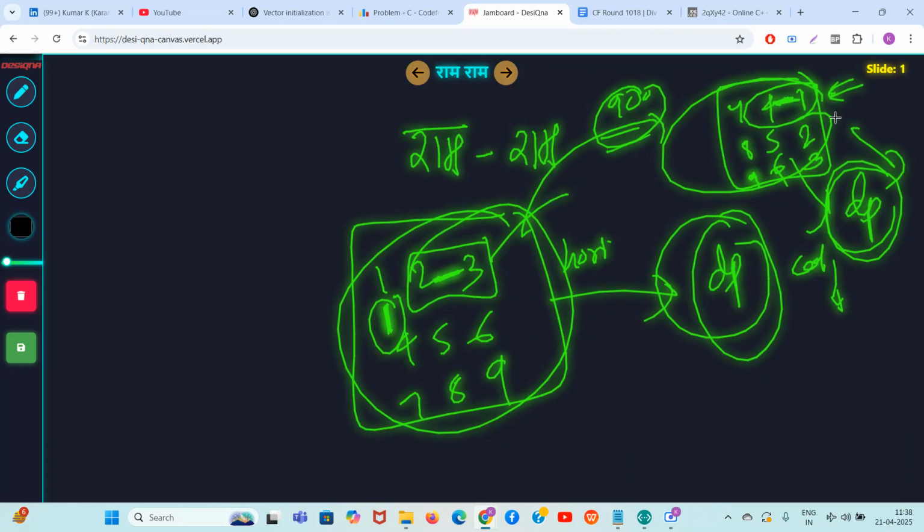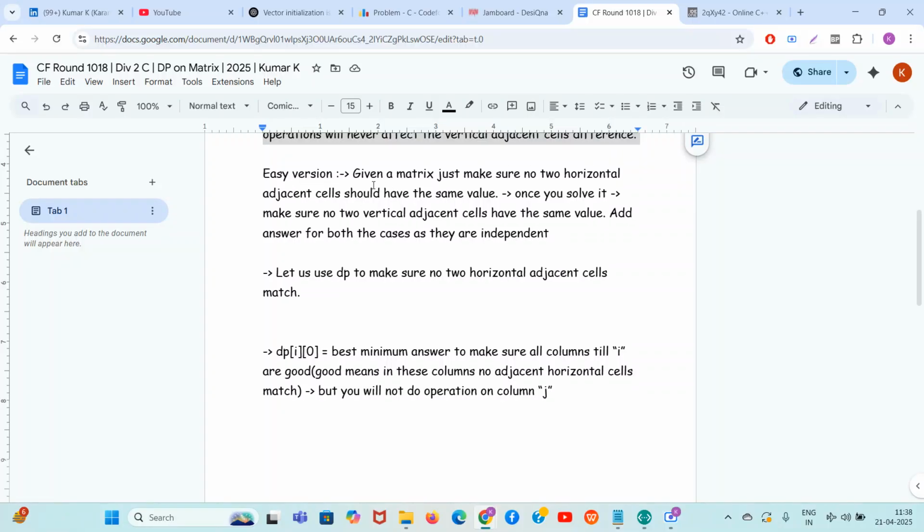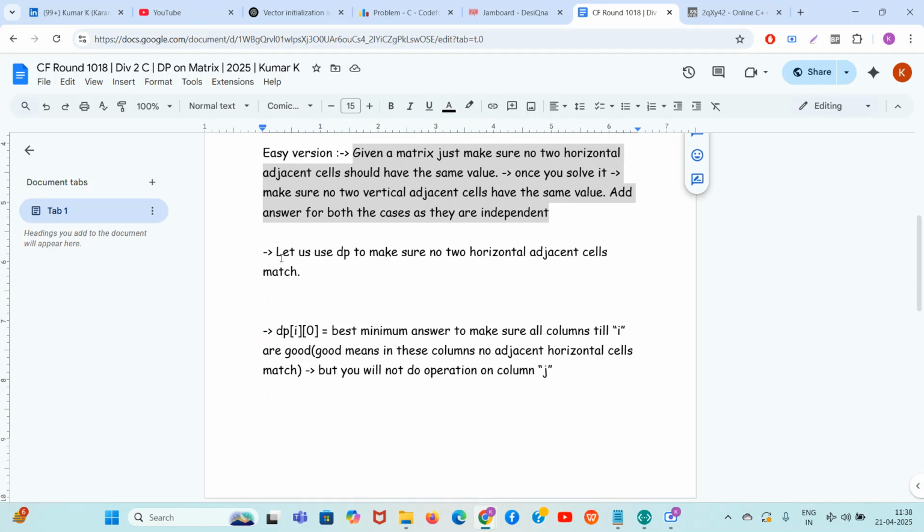Now you're a student, you can do it. So the easy version is: given a matrix, just make sure no two horizontally adjacent cells have the same value. Once you solve it, make sure no two vertically adjacent cells have the same value. Add the answer for both cases as they are independent. You can do it without transpose also, if you are interested in making 2 DP arrays.